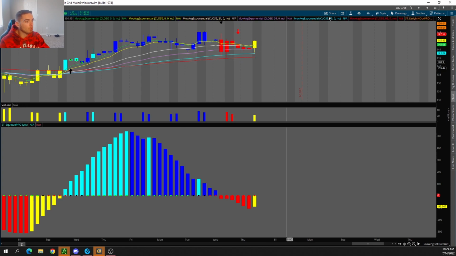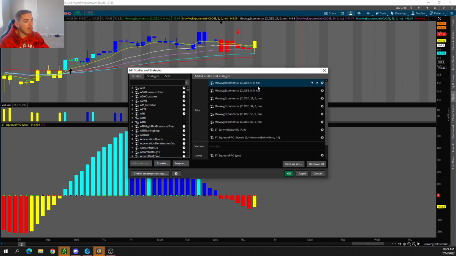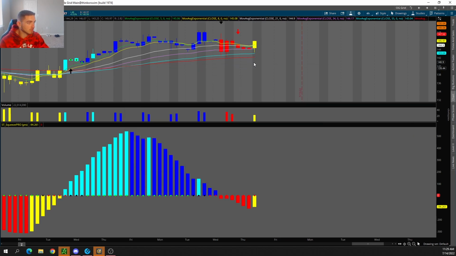But if we're looking at Apple, on this screen what I have is the 5 EMA, 8 EMA, 21 EMA, 34 EMA, 55 EMA, and then the 89 EMA, as well as some other TTM Squeeze Pro additions. Green is my 5 EMA, yellow is my 8, the 21 is my white, 34 purple, 55 is this blue right here, and then the 89 is this red.